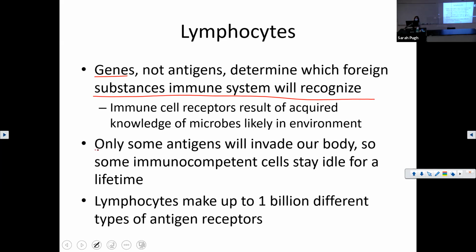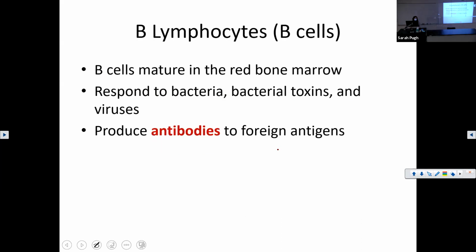Only some antigens, I mentioned this, will ever invade our body. So you might have some immunocompetent cells that stay idle for a lifetime. They're never activated, they don't need to be. And again, we have over 1 billion different types of antigen receptors.